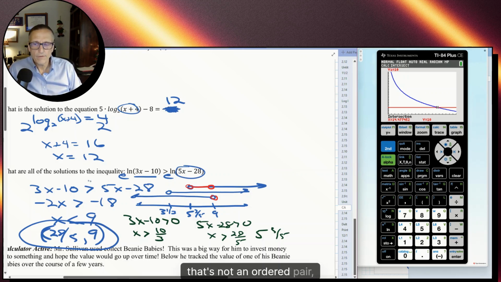And again, that's not an ordered pair, right? This is an interval of x values. Solutions start at 28/5, excluding 28/5, and they go up to but exclude the number 9.